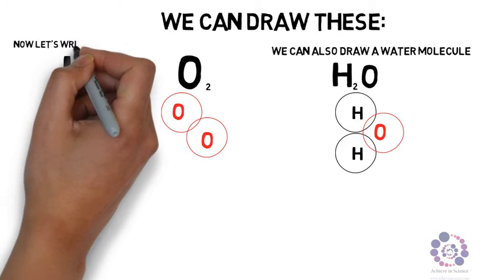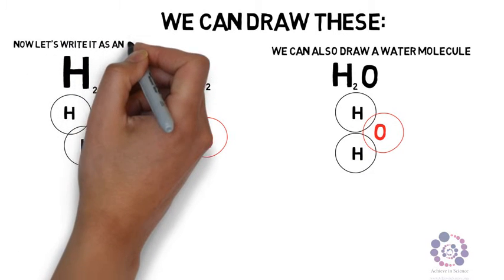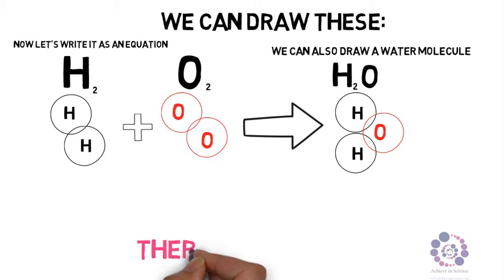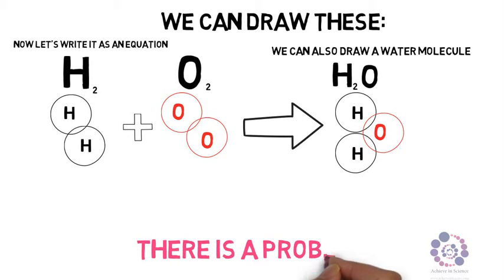Now let's write it as an equation. So we can put the plus symbol in between the hydrogen and the oxygen, and the arrow between the reactants and the products. There is a problem, as you can see in the diagram above.